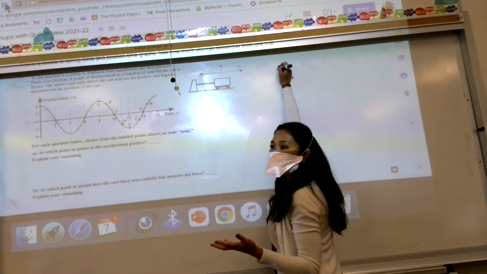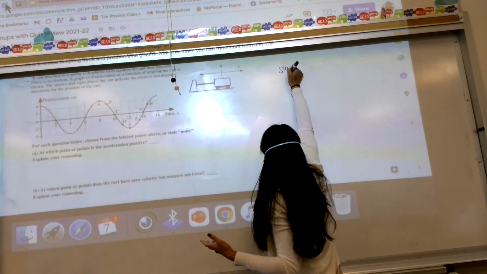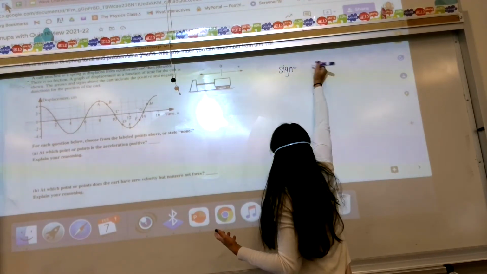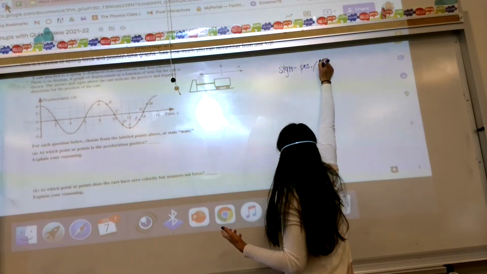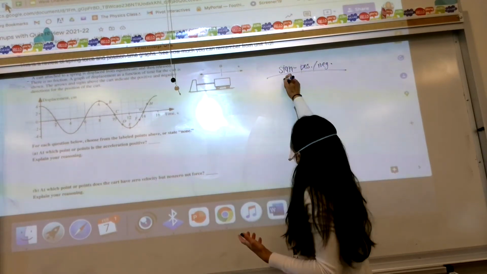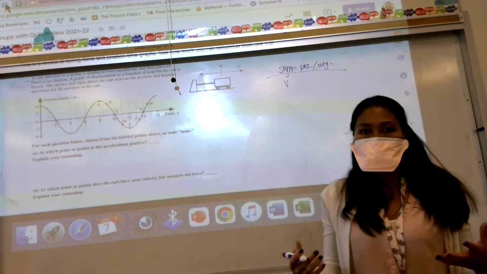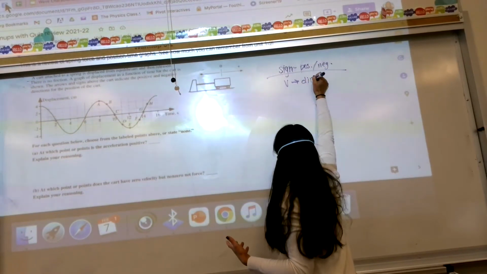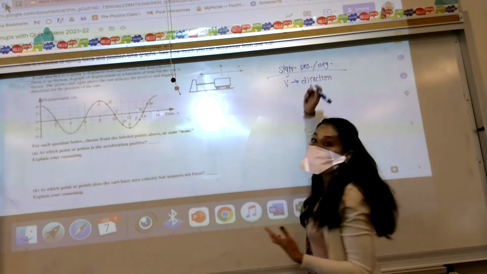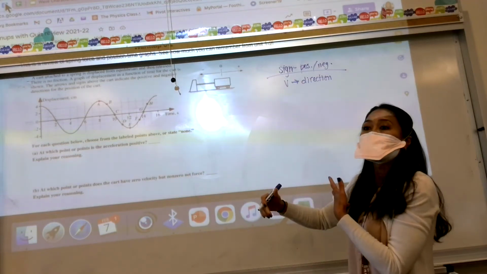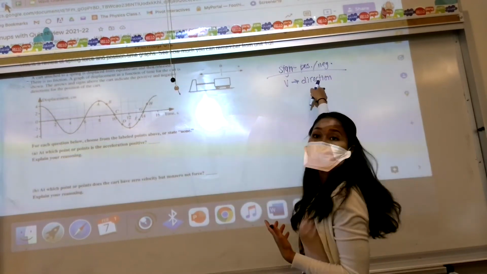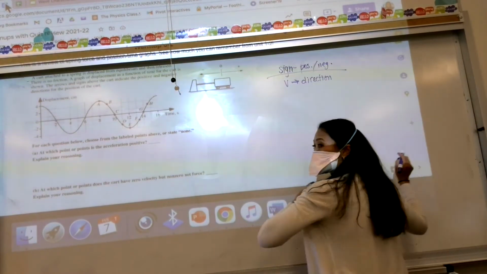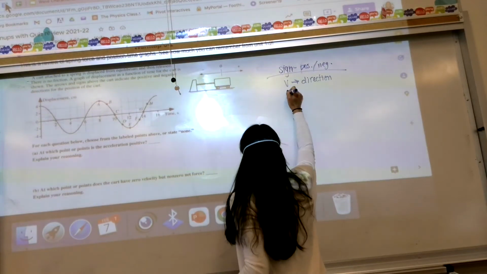Velocity, and we're talking about the signs, whether it's positive or negative. When you have a positive velocity, it means that the direction it's going in is positive. So it has the same sign as the direction of motion. If it's moving to the right, your velocity is positive. If it's moving to the left, your velocity is negative.